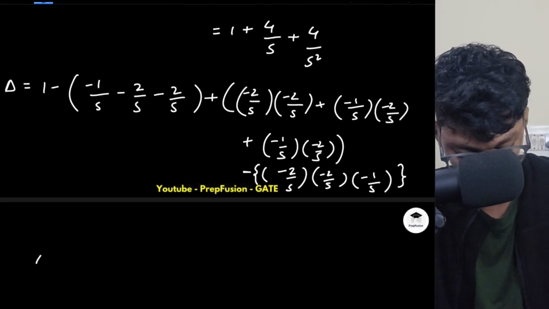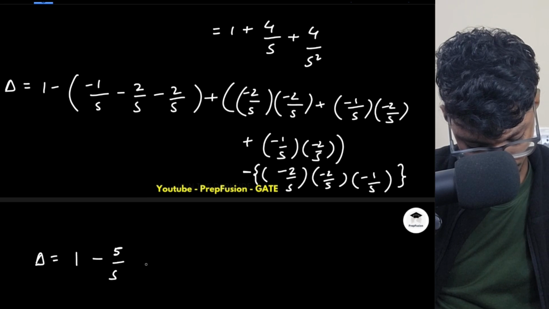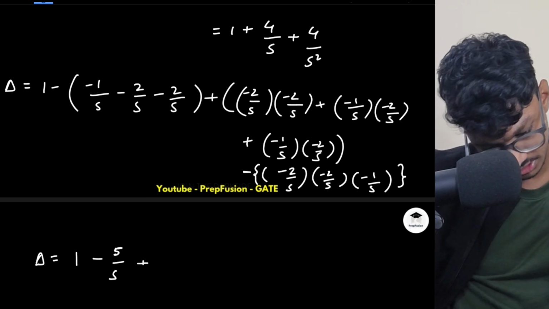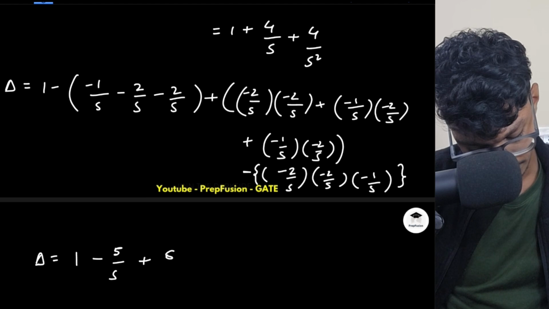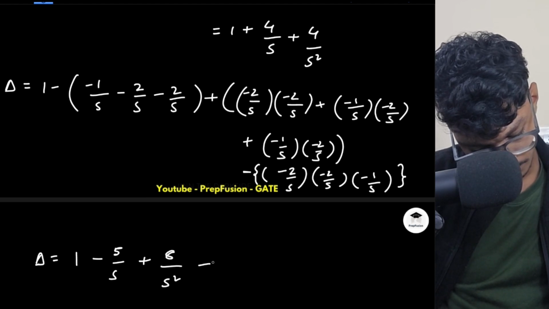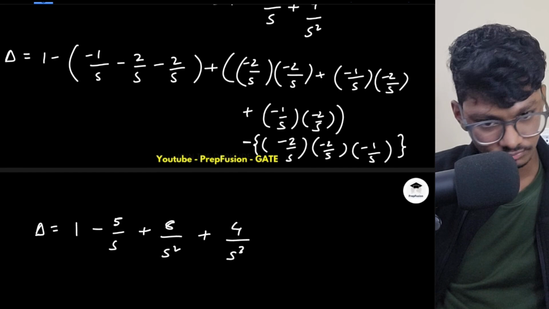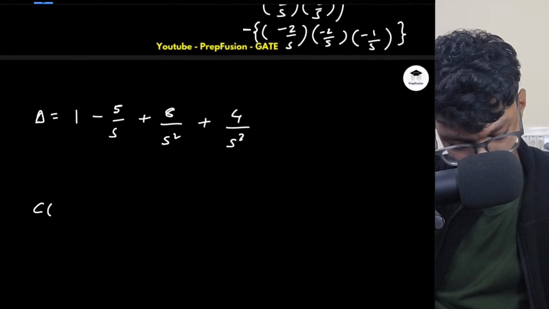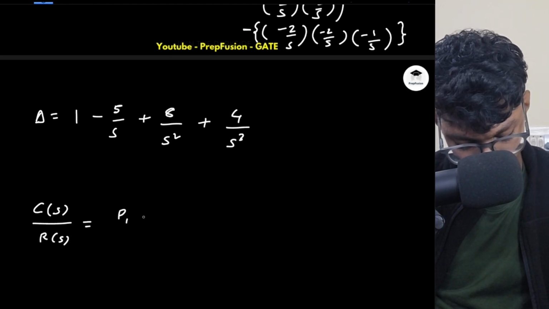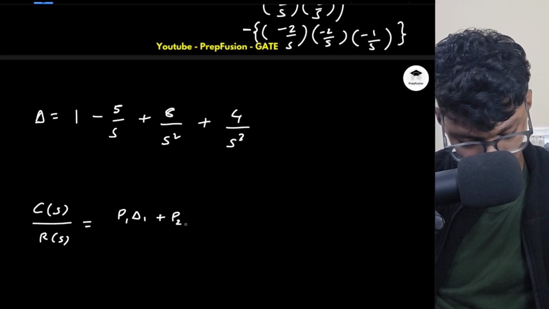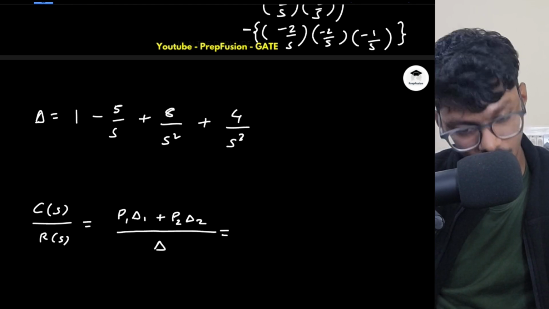So this is very big. So my delta comes out to be minus 5 by S, plus 4 by S square... 8 by S square, then plus 4 by S cube. Okay, so now your transfer function C of S over R of S will simply be equal to P1 delta 1 plus P2 delta 2 divided by delta.